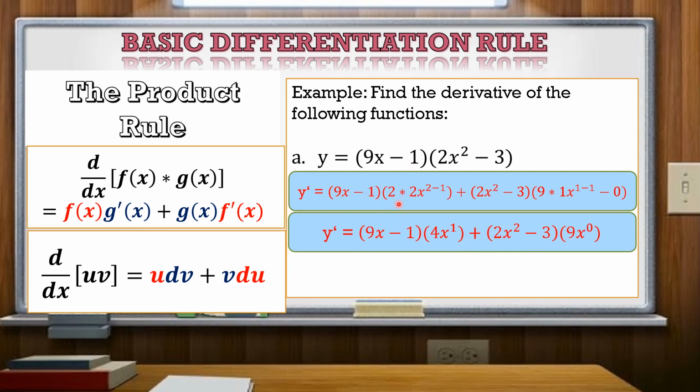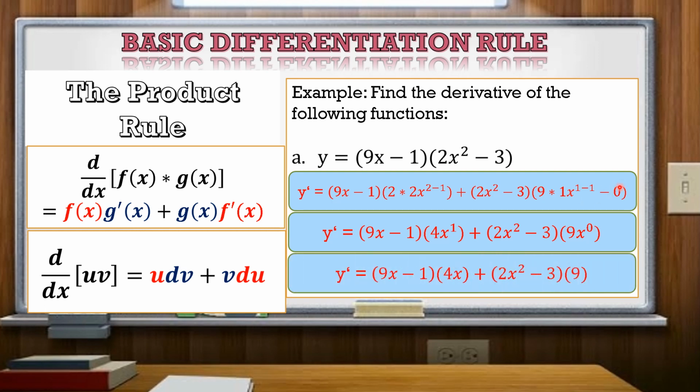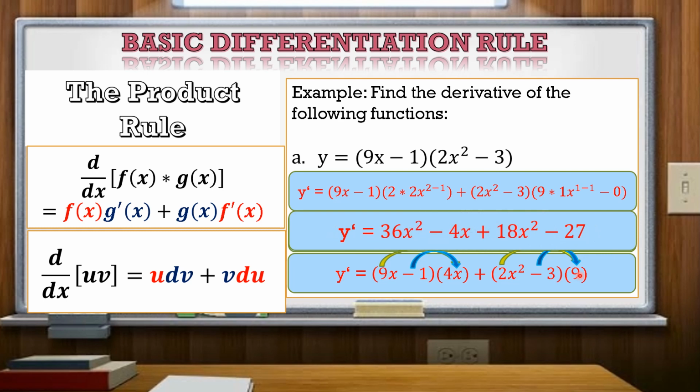Copy yung first. 2 times 2 is 4. 2 minus 1 is 1. Dropped. 9 times 1 is 9. 1 minus 1 is 0. Then, kahit hindi na isulat yung minus 0. Then, simplify further. Yung 4x raised to 1 is also the same as 4x. 9x raised to 0 is also the same as 9 times 1, or that is 9. Then, we'll use the distributive property of equality to get the final derivative of 36x squared minus 4x plus 18x squared minus 27. Hindi pa pala ito final kasi we need to combine like terms.